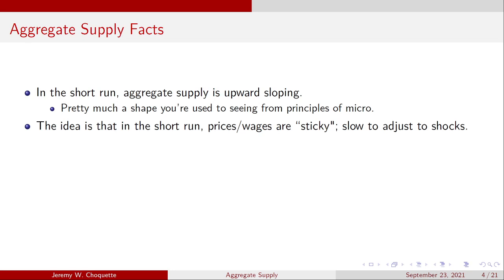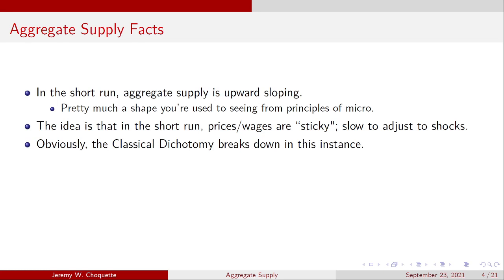So they'll go, you know what, fine, we're going to eat it in the short run. In the long run, we'll be able to change our prices. But there's something keeping a firm from changing their prices in the short run, meaning that they are slow to adjust to shocks, thus prices are sticky.